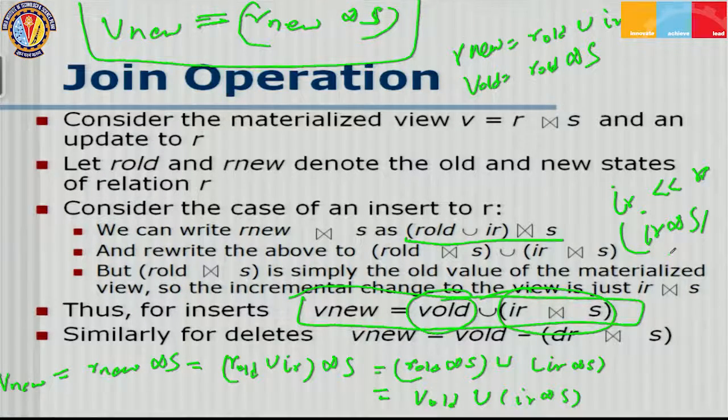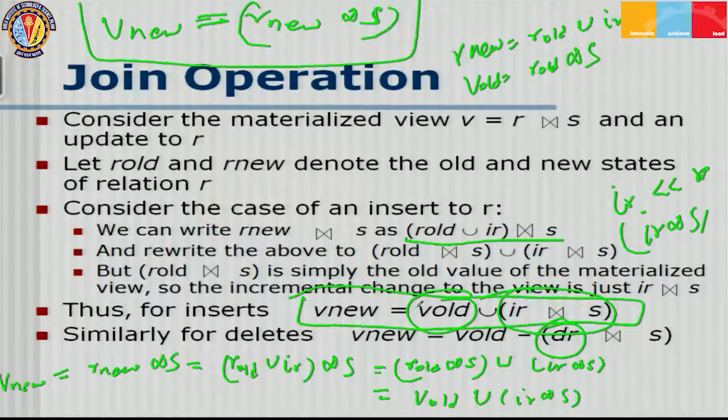And similarly for deletes, V new would be V old minus, so all of you know the minus operation, V old minus DR join S. So again it is proportional to DR. So this is how we can handle V new when there are updates to R or S or to both, right? So I have here taken up only one case, that is I am inserting some records in R and deleting some records from R, right? So similarly you can talk about other cases using the same kind of concepts. So this is how I handle the join operation.